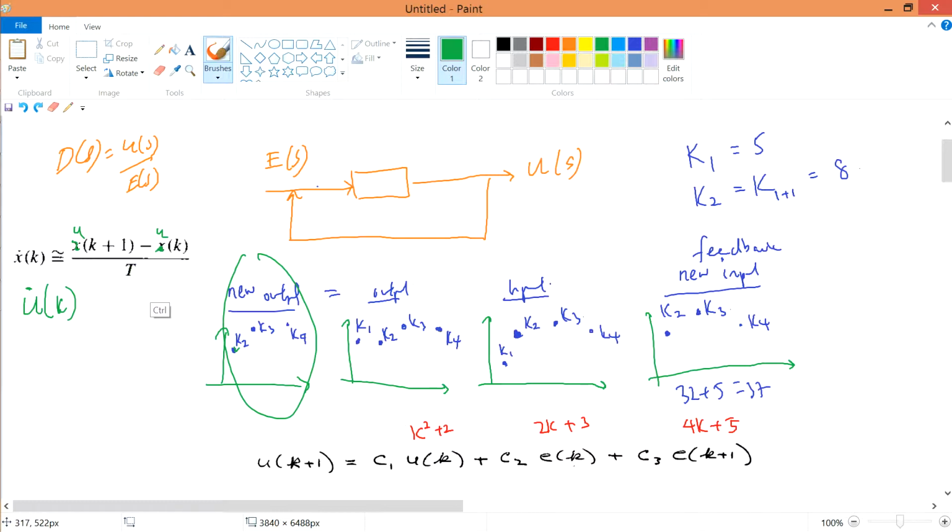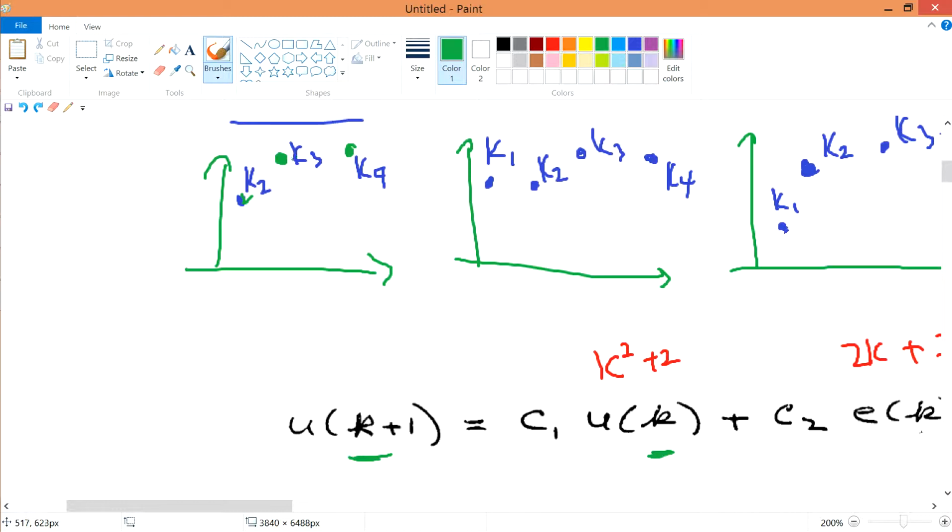You get what I mean? So for example, if a new output is k4, then k plus 1 is k4, which means k is k3. Or in other words, if k is k3, then k plus 1 is k4. Alright, I'll just zoom in.